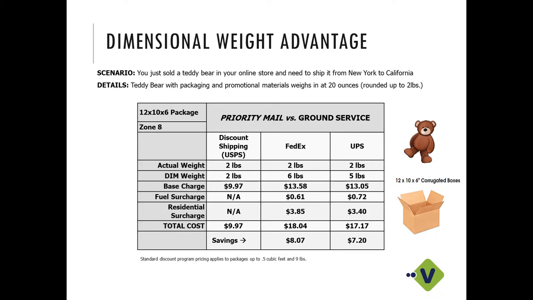Here's an example where you're shipping a package from the East Coast to the West Coast. You can see here, based on the size of the package, FedEx is charging $13.58, UPS is charging $13.05, and the post office comes in just below $10. So you can see quite a bit of savings there that you can then put in your pockets, or you can also pass on some of that savings to your customer for sending that oversized box.